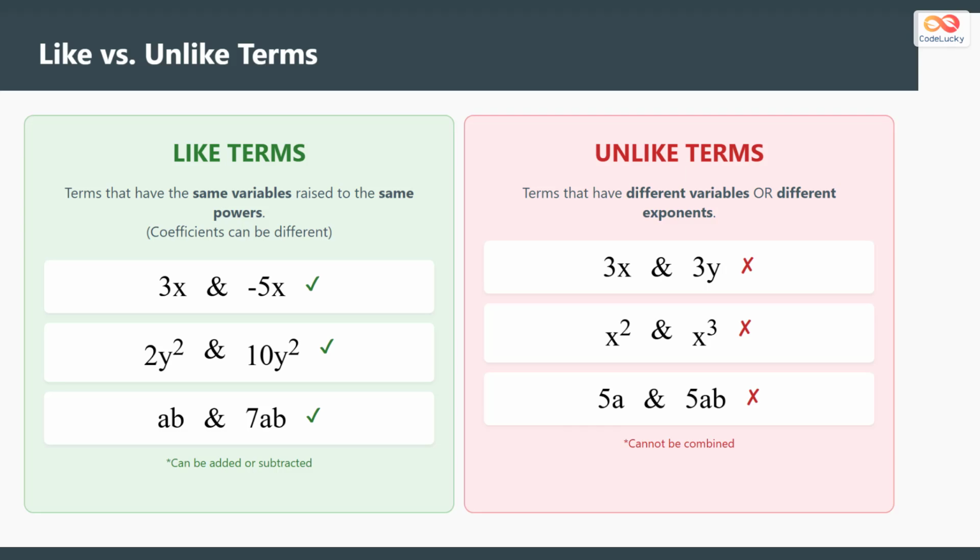Understanding like terms is crucial for addition and subtraction. Like terms must have the exact same variables with the exact same exponents. 3x and negative 5x are like terms. 3x and 3y are unlike terms. Remember, you can only add or subtract terms if they are like terms.